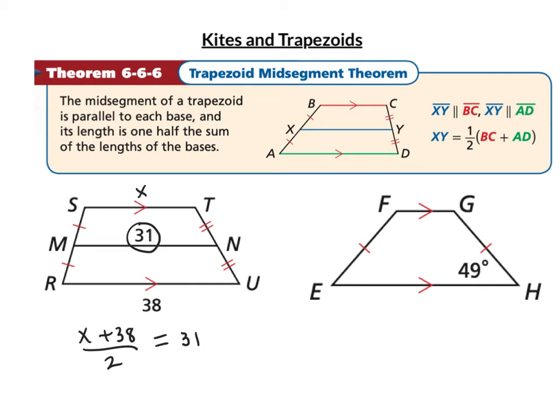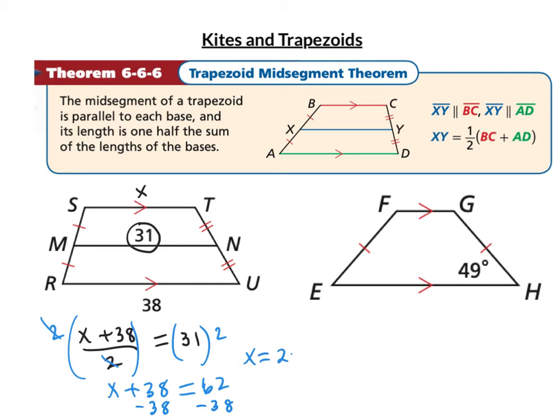To solve this equation, if it was me, I would multiply both sides by 2. That would allow me to cancel these two 2's, and I get X plus 38 equals 62. Then I would subtract 38 from both sides. And 62 minus 38 is 24. I know that ST would be 24.